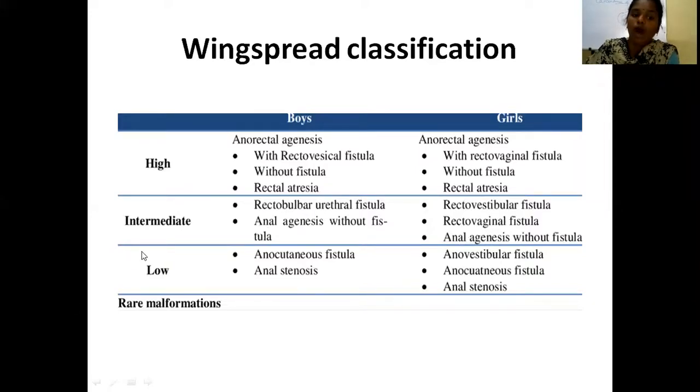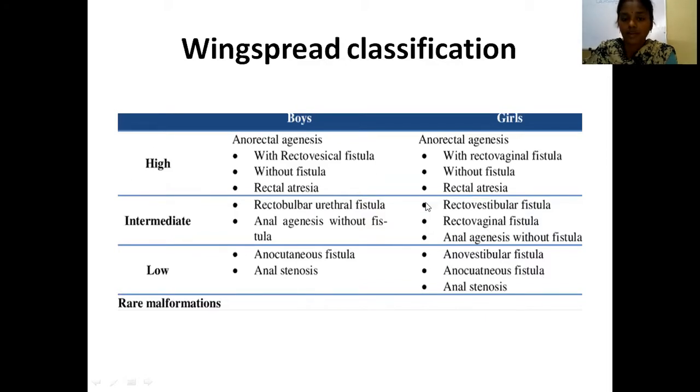Coming to the low anorectal malformations. These are the malformations which are below the level of puborectalis. This includes anocutaneous fistula and anal stenosis. Anal stenosis is narrowing of the anal canal. Coming to the girls, it includes anovestibular fistula. In case of intermediate, it is rectovestibular fistula. Here it is communication between anus and vestibule. And similarly, anocutaneous fistula and anal stenosis.